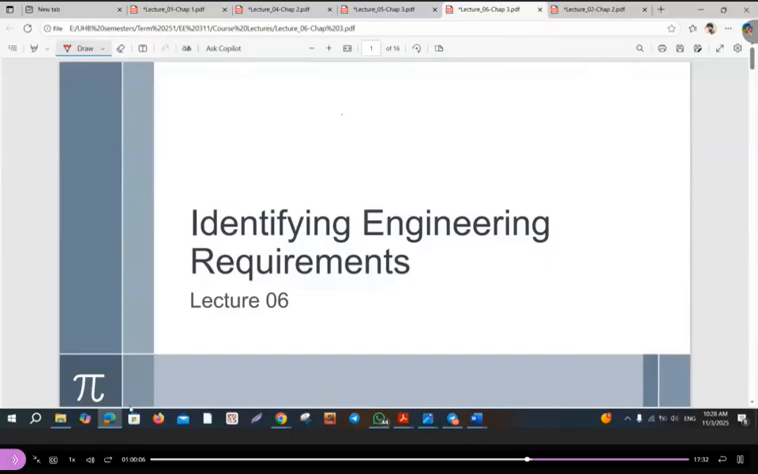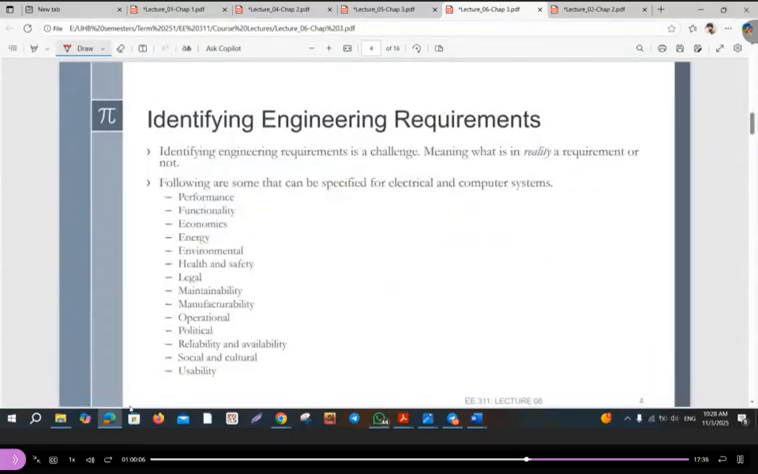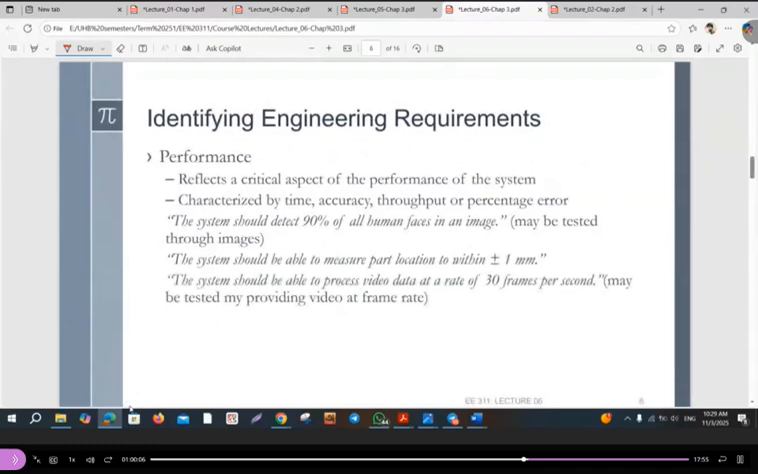Number 1, performance. Number 2, functionality. 3, economic. 4, energy. 5, environmental. 6, health and safety. 7, legal. 8, maintainability. 9, manufacturability. 10 is operational. 11, political. 12, reliability, availability. 13, social. 14, usability. That's it. So there are 14 here.